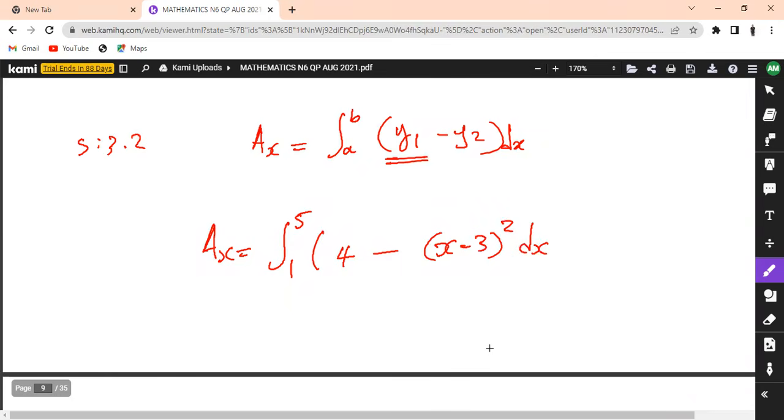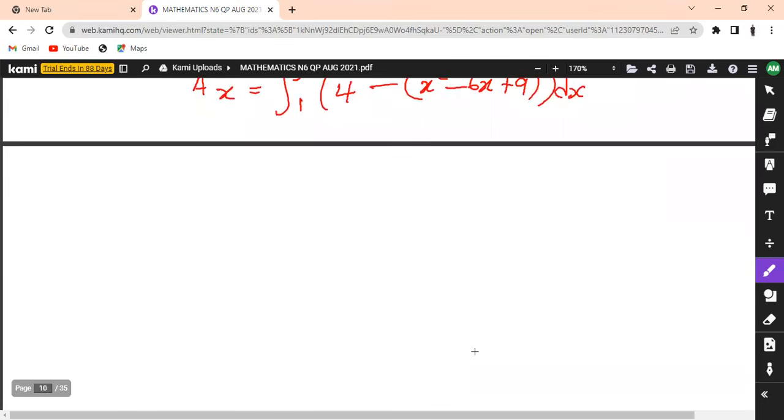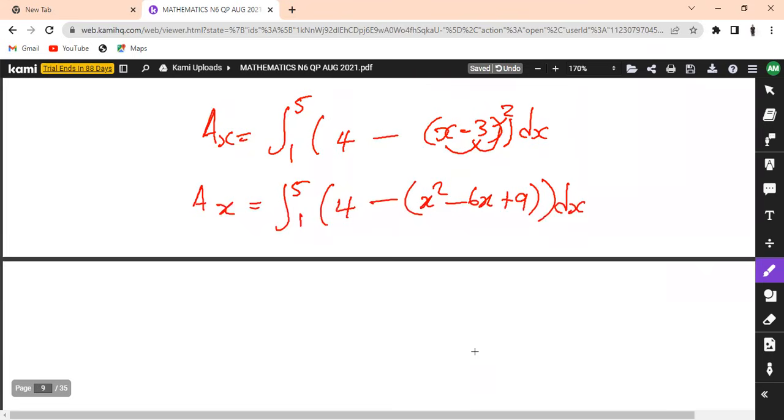Okay, so definitely for us to have this integral, let us just try and expand our brackets, so that at least it can help us to integrate in a proper manner here. So we've got the integral from 1 to 5 of 4 minus, if I expand this, x squared minus 3 times 2, which is 6x, minus 3 squared, which is 9. Okay, so this is what I'm going to have with respect to x. Let's expand our brackets, guys, and see what you're going to have at the end.